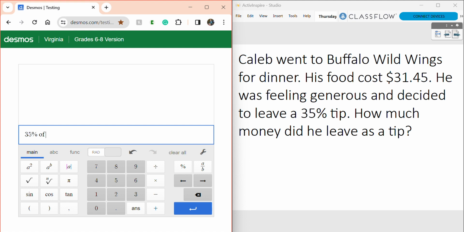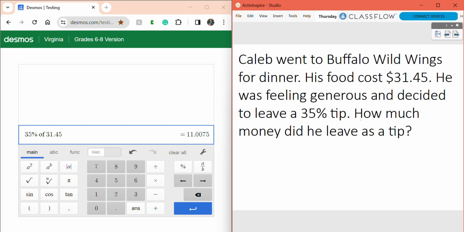So I put my percent in, I put my original price in, and then I reread my question really carefully. And this one says, how much tip did Caleb leave? So I don't want the total. I don't want the final price. I just want how much tip. So I'm going to stop right where I am. And if I round it correctly, I actually get $11.01. And that's it for this review.